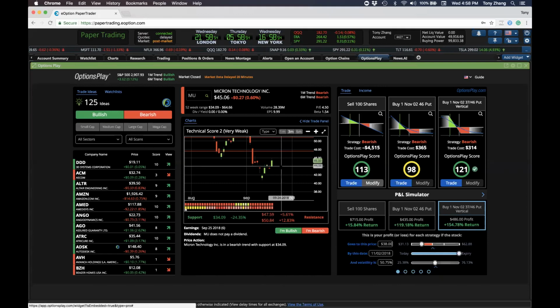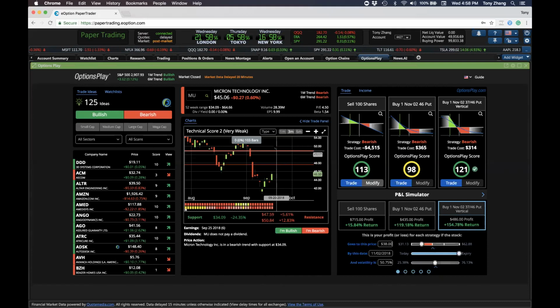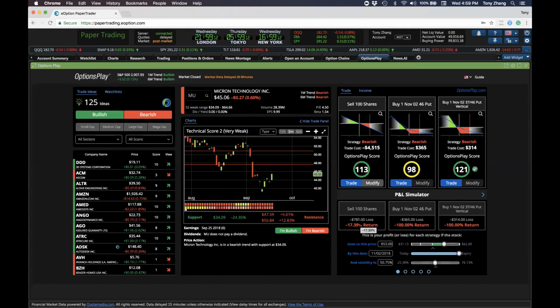And conversely, what happens if we're wrong? What happens if Micron really turns back around and goes back up to 53, which is where it was just a few weeks ago? Not entirely crazy, unlikely, but not crazy that it's going to go up to 53. But if it does that, if you had shorted the stock, you lose $785, which is quite an amount of money considering the stock's only at 45. It would only cost you $4,500 to buy 100 shares of it.